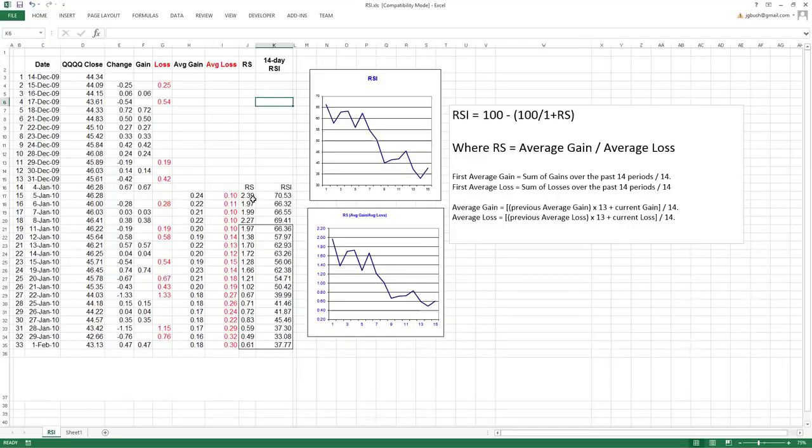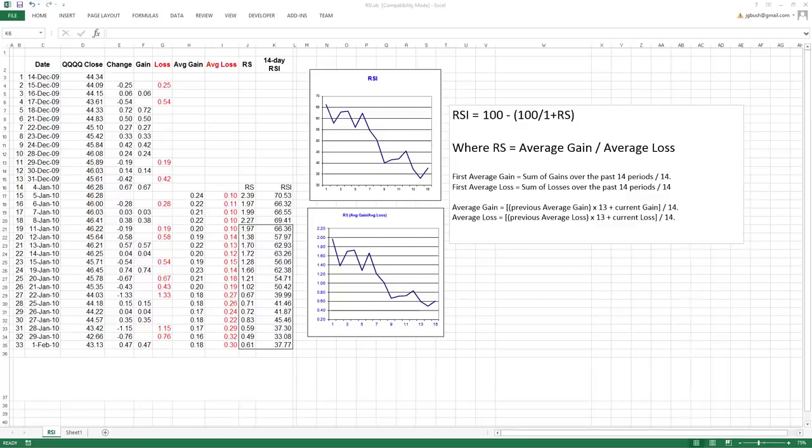After that, while we still incorporate the 14-day average, we don't need 14 periods of data because it's already been incorporated into our first average gain, average loss value. So what happens now is the calculation changes from sum of gains over the last 14 periods divided by 14 to a new calculation, which takes our previous average gain times 13 plus the current gain, over 14. Now that probably sounds confusing, and it is. So we'll take a look at exactly what's going on there.